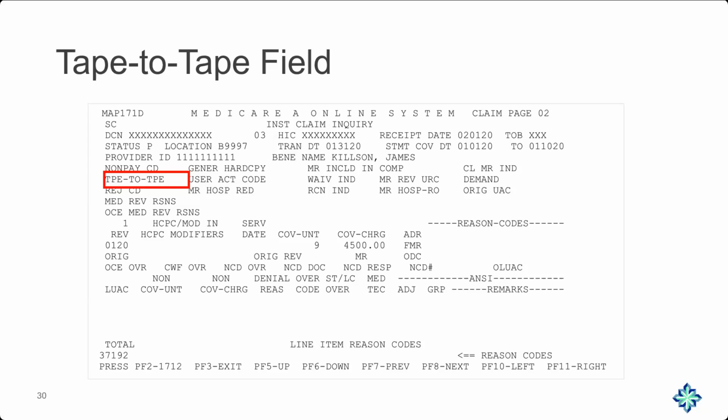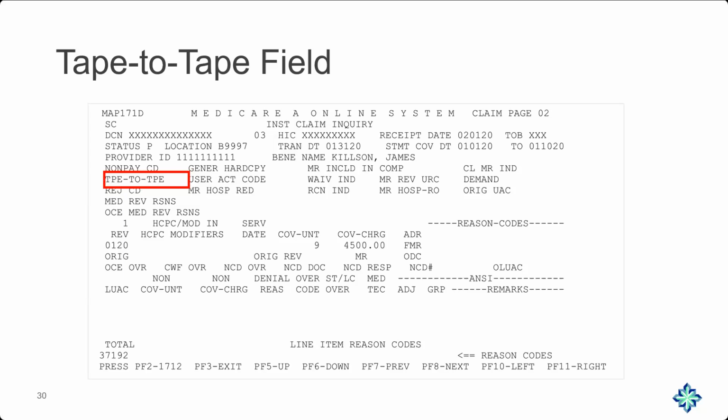So the tape to tape field can be seen on the line item detail page of claim page 2. If you're not familiar with DDE, page 2 is where all of our charges are listed. And then from there, you can press F2 or F11 twice, and you'll get to this page. Right here is the tape to tape field. It's abbreviated TPE to TPE. So apparently we didn't have room for those two A's, but that's the field I'm talking about.